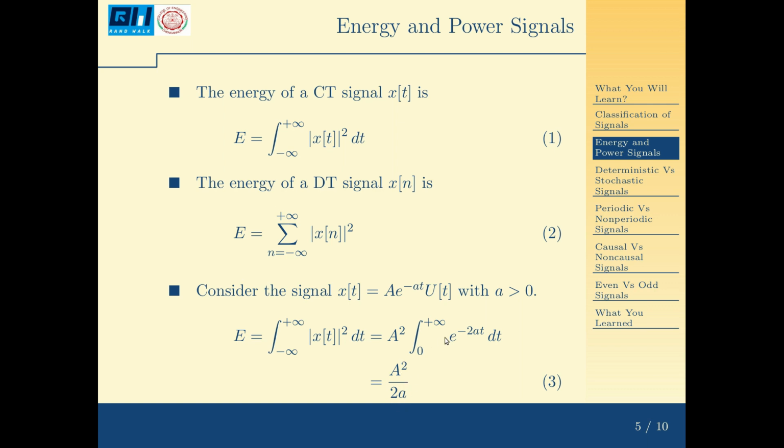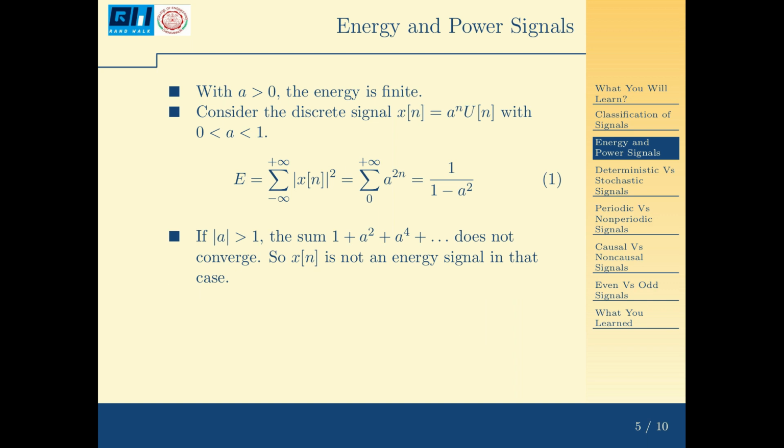The integration limits reverse due to the presence of the minus sign. So the upper limit gives e^0, that is 1, and the lower limit will be e^(-infinity), which is 0. So the definite integral becomes 1, and so the energy becomes A² by 2α. This is a finite value. So this signal A e^(-αt) u(t), the exponentially decaying signal, is an energy signal. With α greater than 0, the energy is finite.